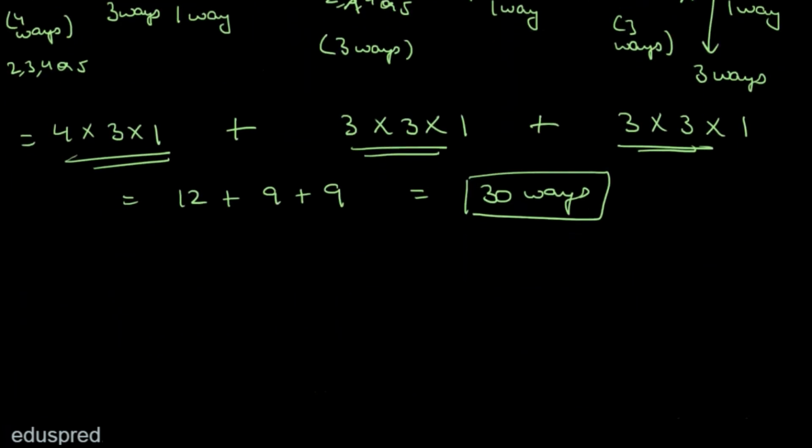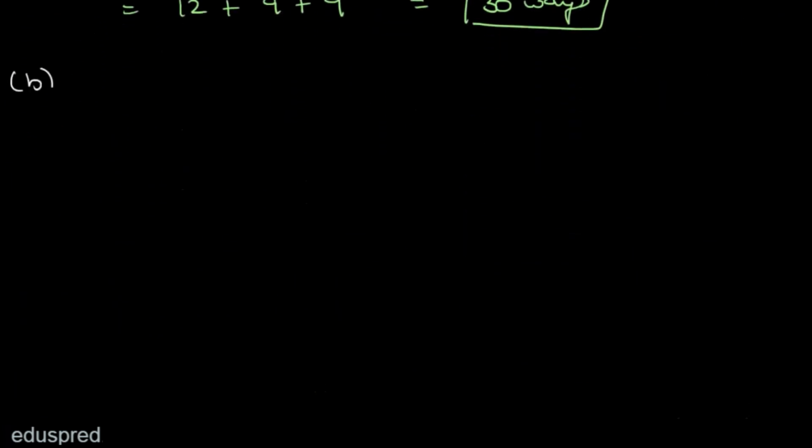Let's move to part B. Well, in part B, the repetition is allowed. Well, as I told you in my last lecture, when repetition is allowed, we don't have to worry about which condition to start with. We can start with any of the conditions. So let's make 3 slots.